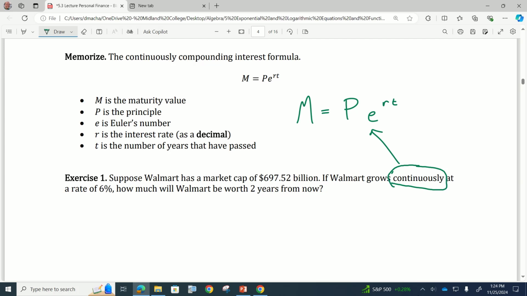What am I trying to find? M, P, R, or T? M. I'm looking for a dollar amount after some time has passed. So we're looking for the maturity value. What's my principal?